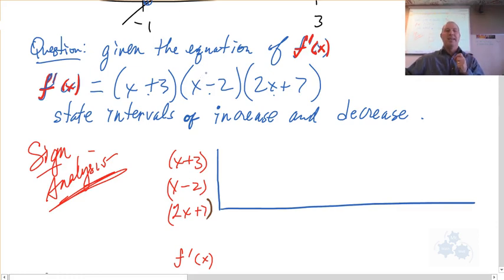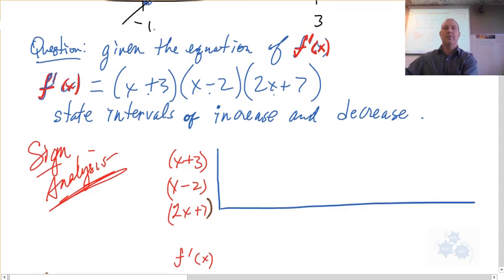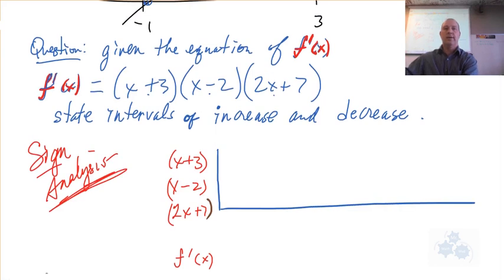But I'm giving it to you in factored form. So what we're going to do is sign analysis on this, because I would like to know where the derivative is positive, because that corresponds to where the function is increasing, going upwards, and where it's negative, because that corresponds to a decrease. So let's do sign analysis again.